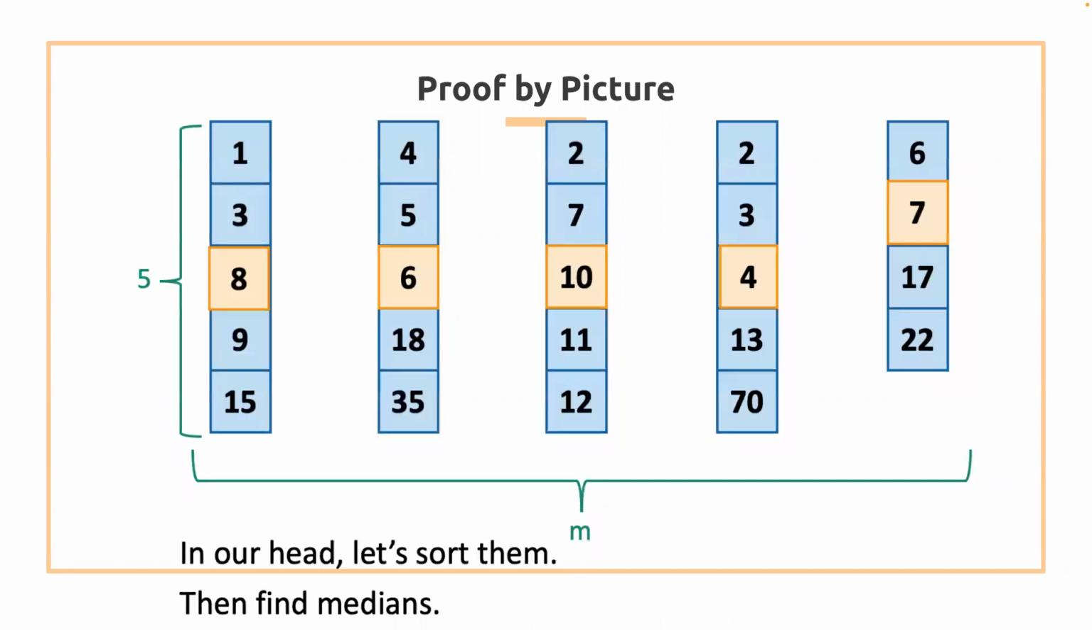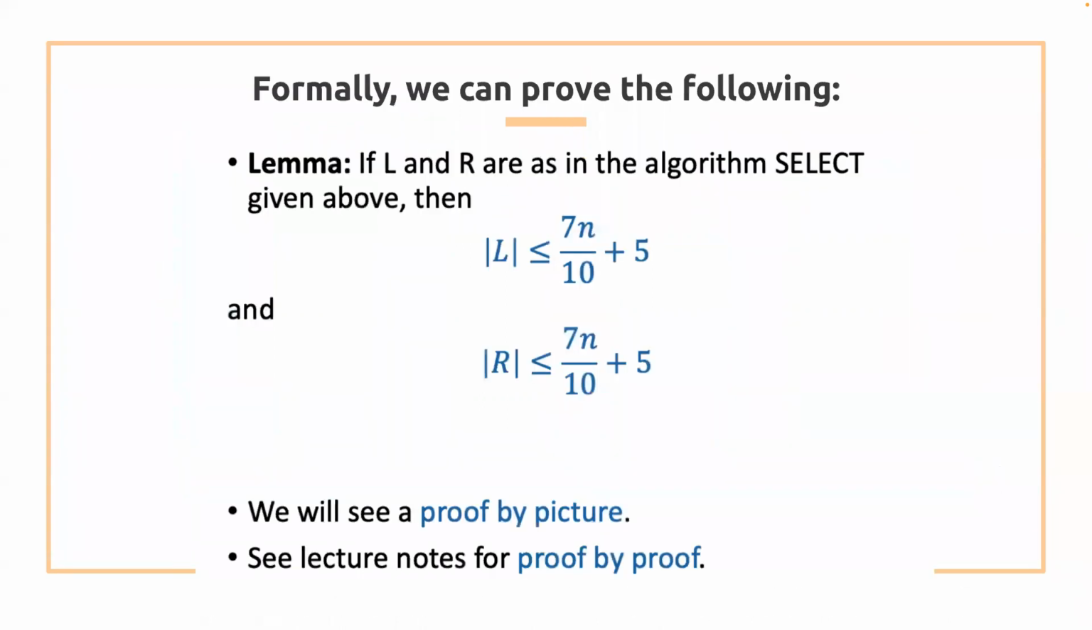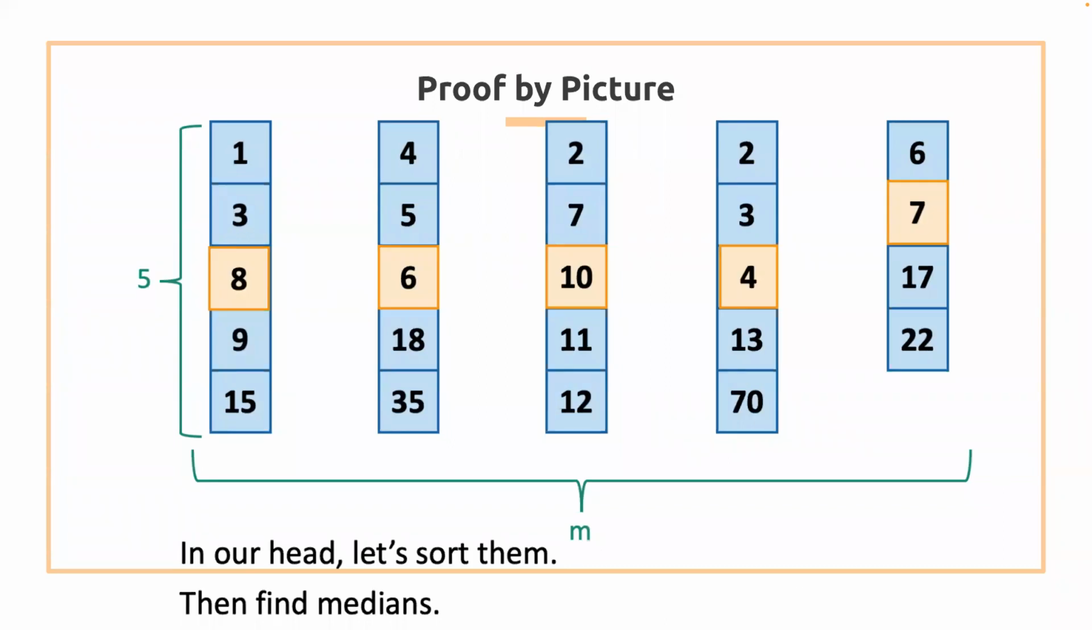Now, this is not what the algorithm does. It doesn't have to do this, but for our proof of why the median will be close to the actual median, what we're trying to prove is that the left side is going to be at most 7/10 of the total array. So in our heads, we're going to sort each of the sections. This is not what the algorithm does. This is what you would do to convince yourself the algorithm works.